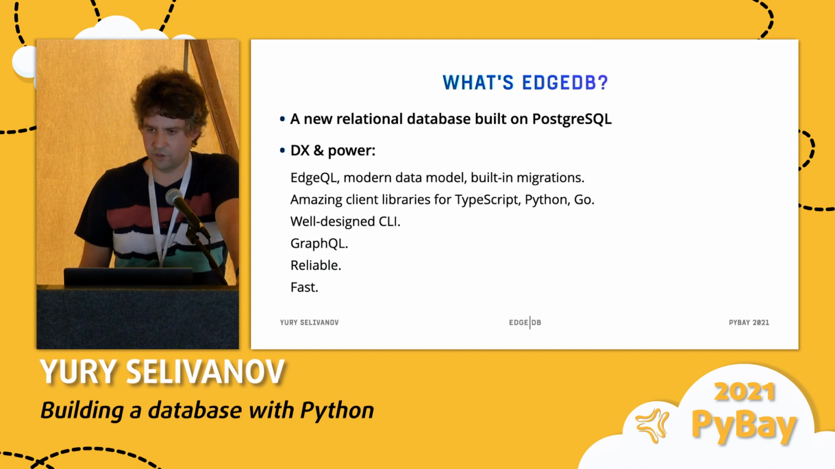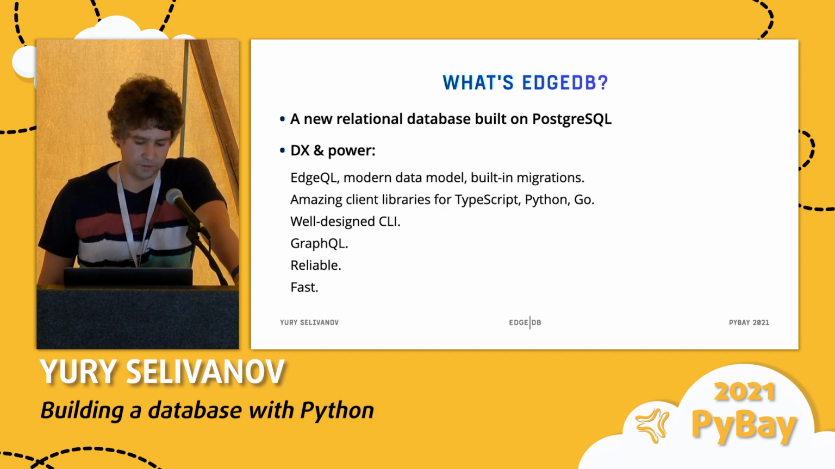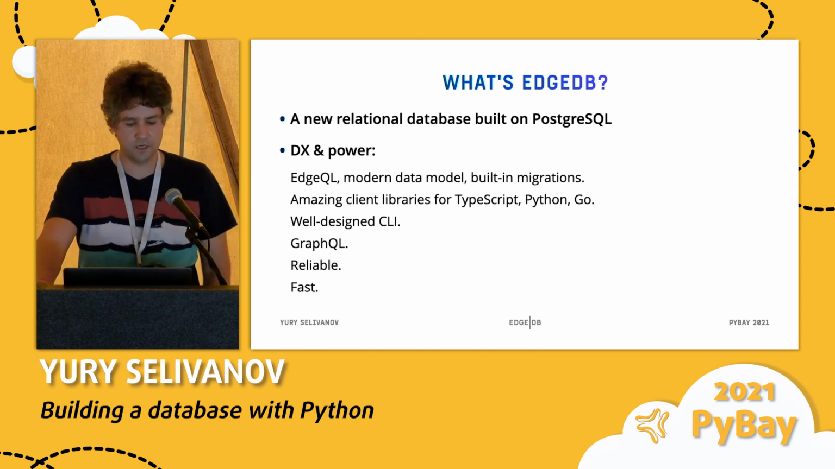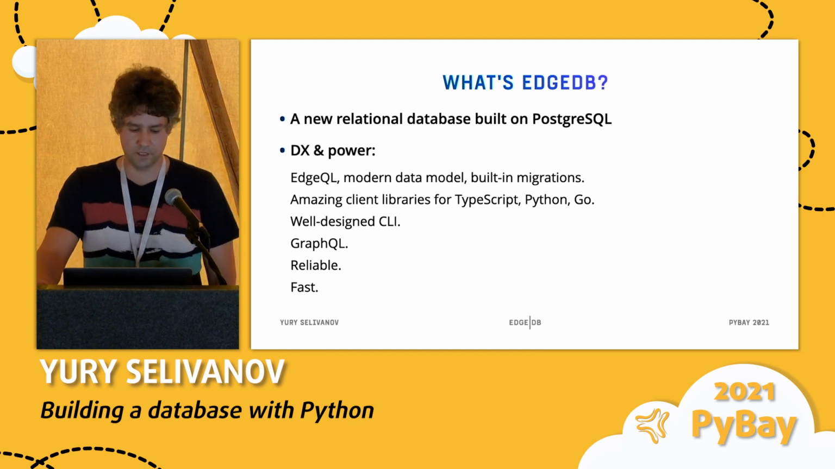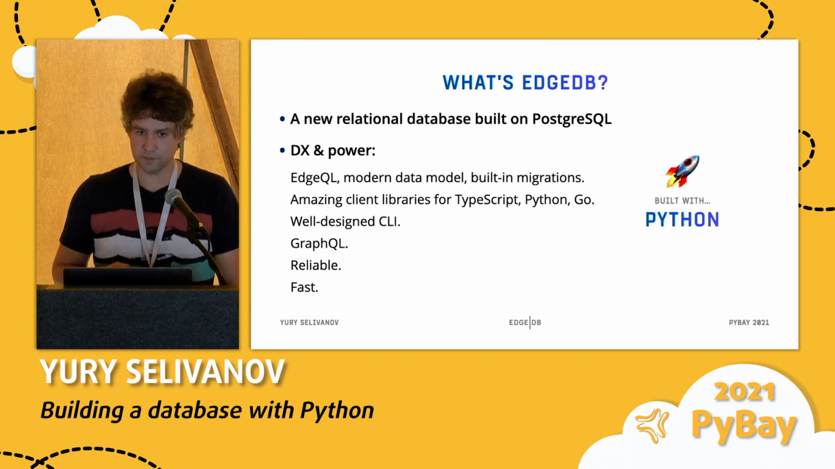So what does HDB bring to the table? It brings a new query language. It brings its own fresh take on the relational data model. Some promising features like migrations, for example, are solved right in the core of the database. It has a well-designed CLI, it supports GraphQL, and thanks to, again, being built on top of PostgreSQL, it's reliable and fast. Most importantly for this conference is that it's built with Python, mostly.